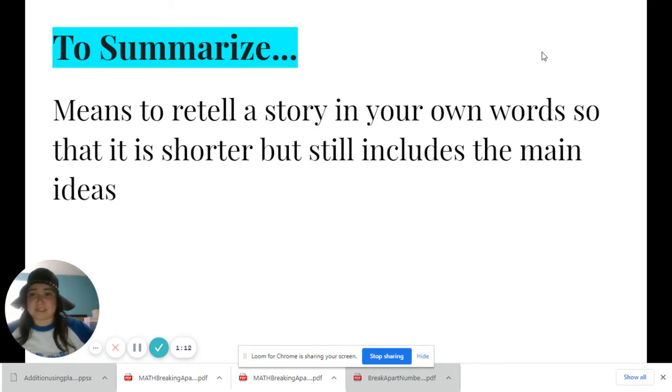So this is going to help us to summarize. So summarize means to retell a story in your own words so that it is shorter but still includes all the main ideas.